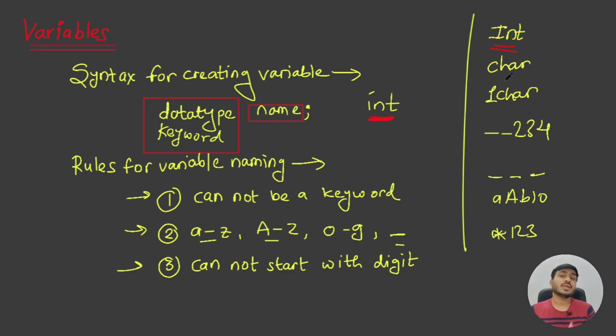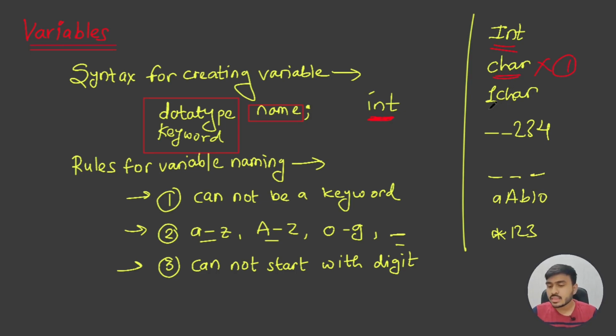Let's check whether the second variable name is a valid variable name or not. See, the name of variable that we have written over here is char, small char. Now small char is a reserved word in C++. It's a keyword in C++, so it doesn't satisfy rule number 1. So that's why it is not a valid variable name.